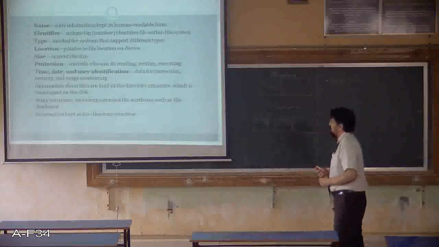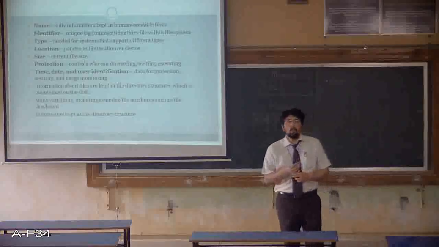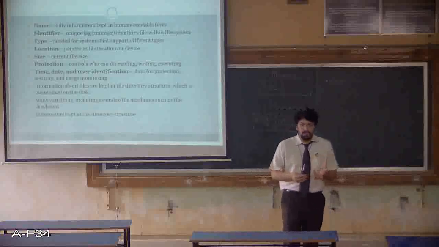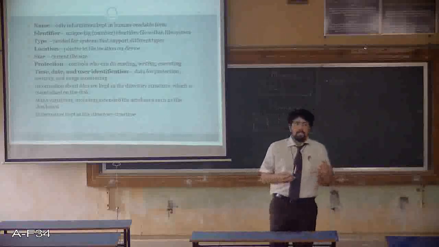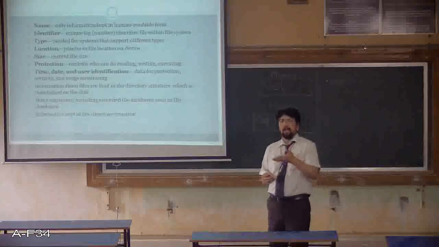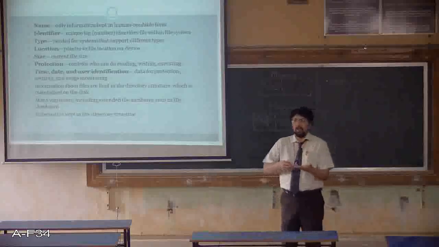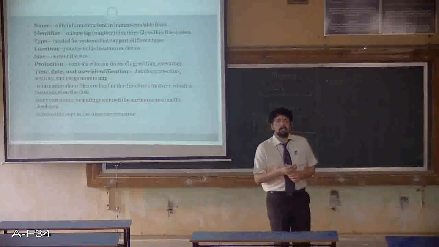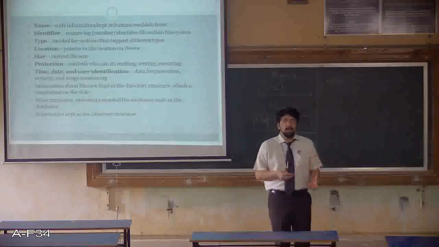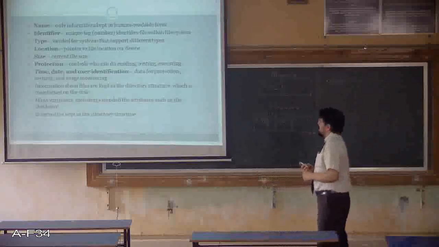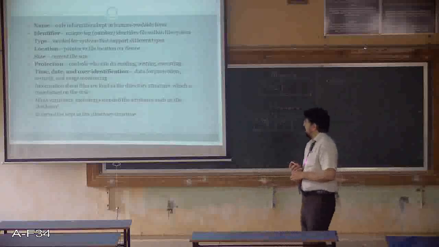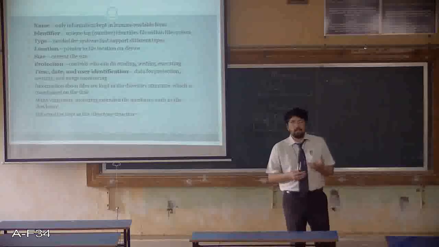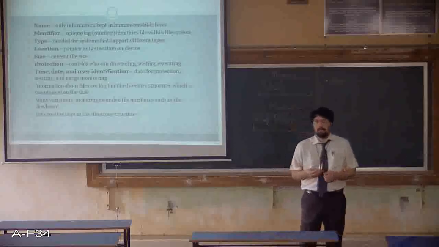Then the protection attribute indicates who controls the reading, writing and executing of the file. These are nothing but the access privileges. Always on a file there is an attribute saying that it's read only, write only or executable. So the protection attribute indicates the access privileges for that particular file. Then there are time, date and user identification. This data is required for protection, security and usage monitoring. This information is present in these attributes.